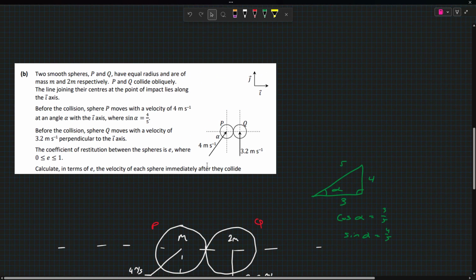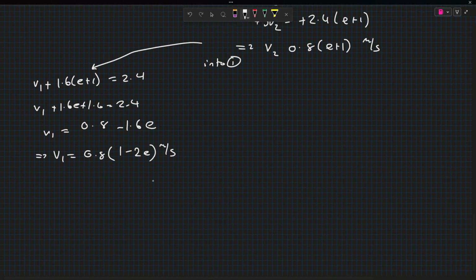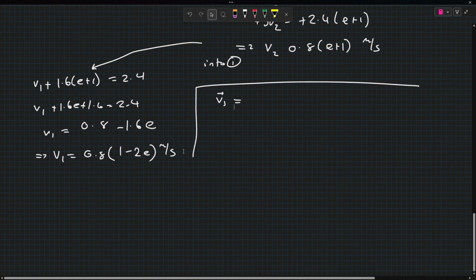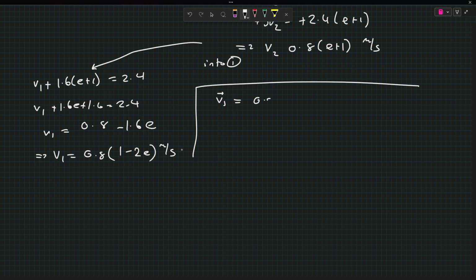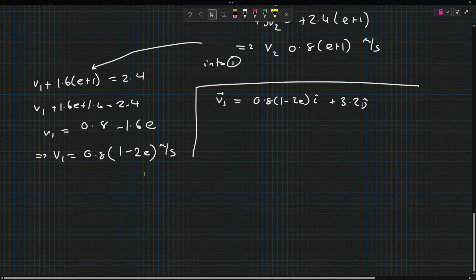Now it's telling us for the velocities. So we can say over here that V1 in vector form, we have a 3.2 in the j direction, so that doesn't change. So V1 is 0.8 times 1 minus 2E in the i direction, plus 3.2j, if I remember correctly, yeah, 3.2j meters per second.